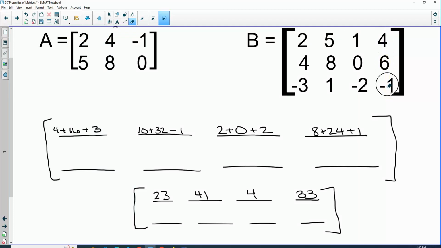Okay, I have just finished the first row in my matrix, so I am done with row 1. Now I'm going to take row 2 times each of these columns. So 5 times 2 is 10, 8 times 4 is 32, 0 times -3 is 0. We're getting 3. Do you guys see where I'm getting my numbers from?